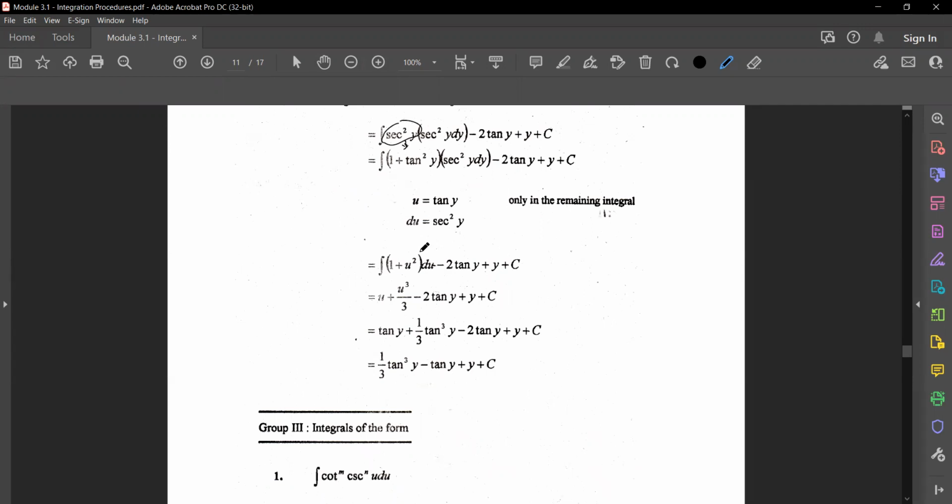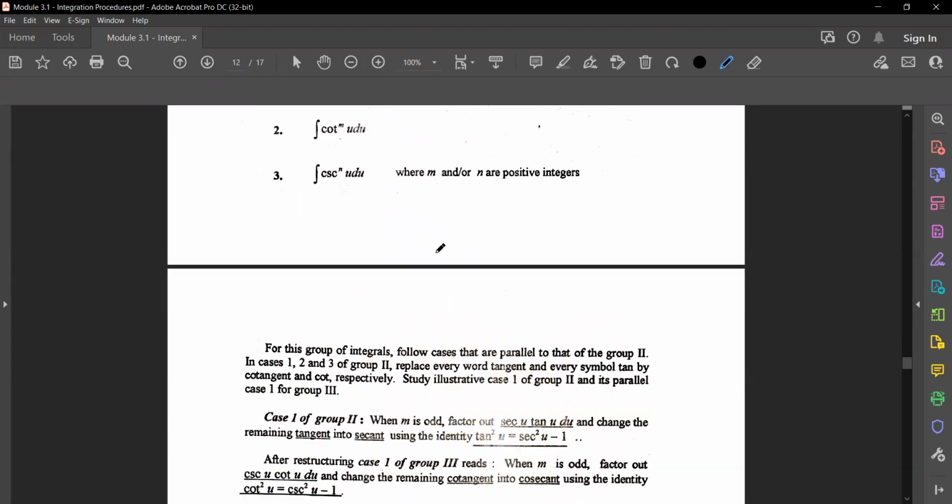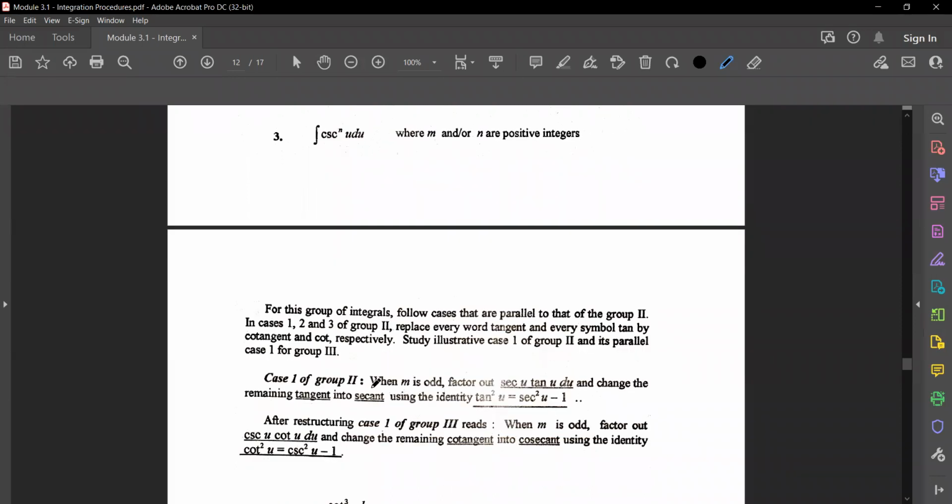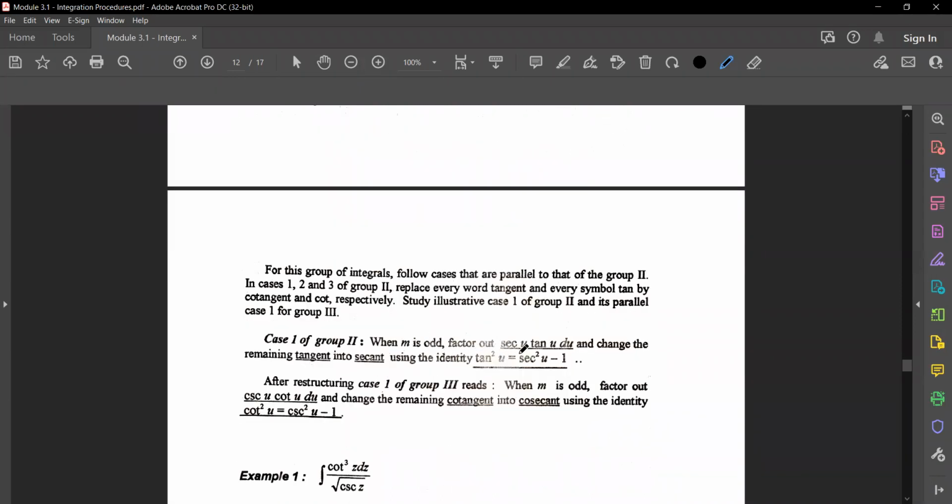So for this group of integrals, we just follow the cases that are parallel to that of the group 2. So meaning in cases 1, 2, and 3 of group 2, we'll just replace every word tangent and every symbol tan by cotangent and cot respectively. Okay. So for case 1 of group 2, when m is odd, factor out secant u tangent u du. So change natin siya.